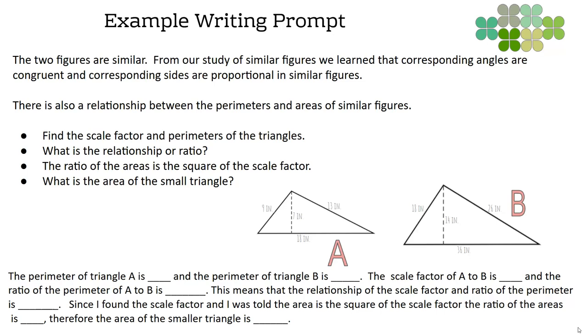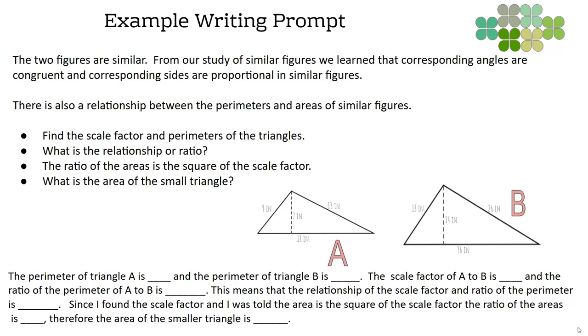Here's your example writing prompt. Notice the numbers have been changed to protect the problem. The two figures are similar. From our study of similar figures, we learned that corresponding angles are congruent and corresponding sides are proportional in similar figures. There is also a relationship between the perimeter and areas of similar figures.